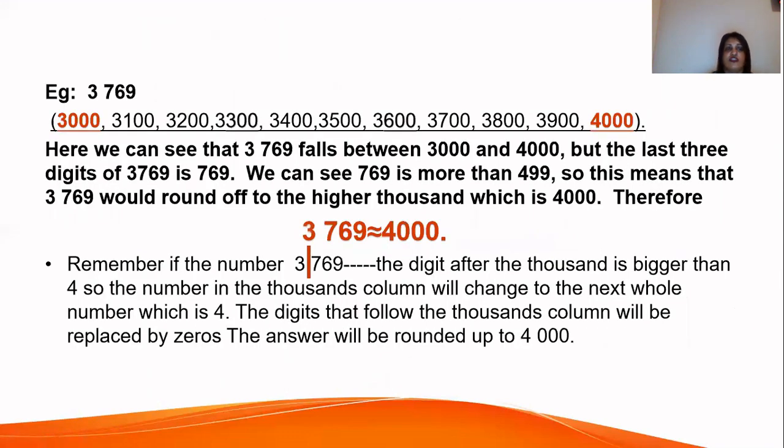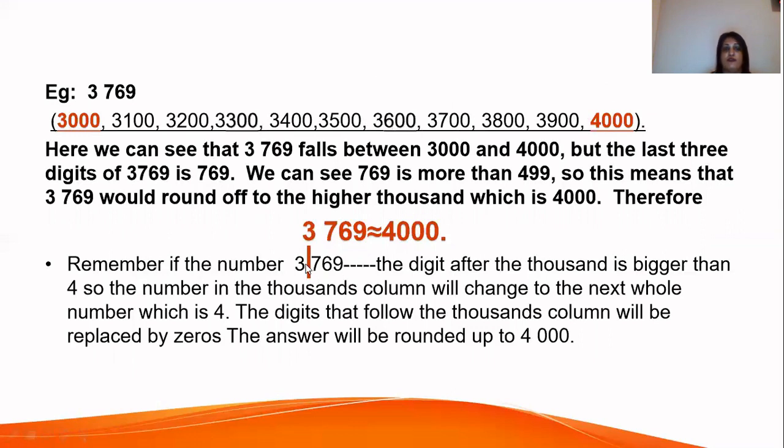Now 3,769 falls between 3,000 and 4,000. But let's look at the last 3 digits. 769. 769 is greater than 500, yes or no? Greater than 500, so it means we're going to round up. Which is my bigger 1,000? 4,000. So 3,769 falls in this category, which is closer to 4,000. So I'm going to round it up to 4,000. So 3,769 rounded off to the nearest 1,000 is 4,000.